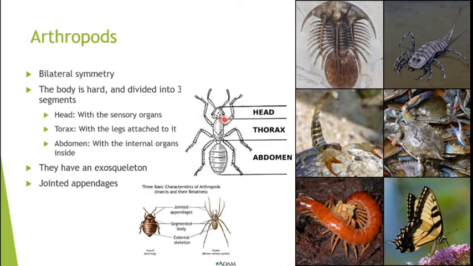So for example, in some groups, the head and the thorax are going to join together, forming what we call the cephalothorax, and in another group, we've got the thorax and the abdomen joined together. That we're going to call trunk.